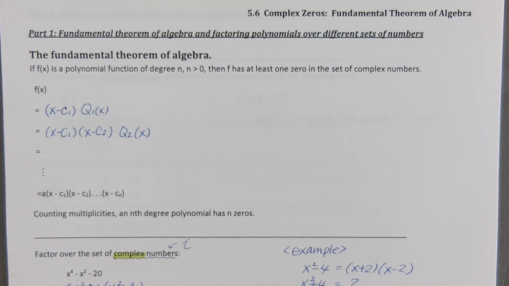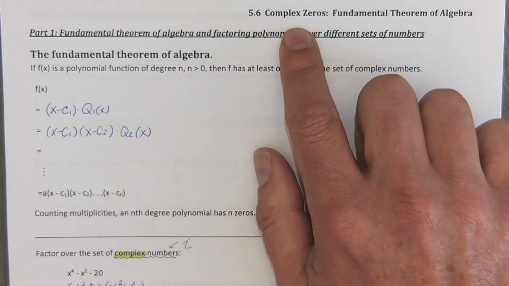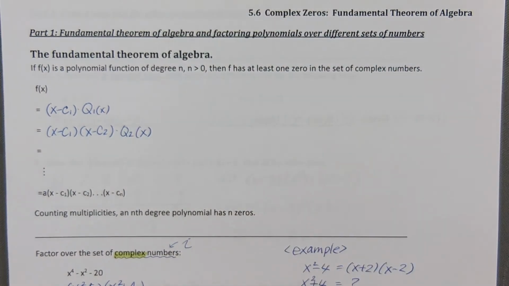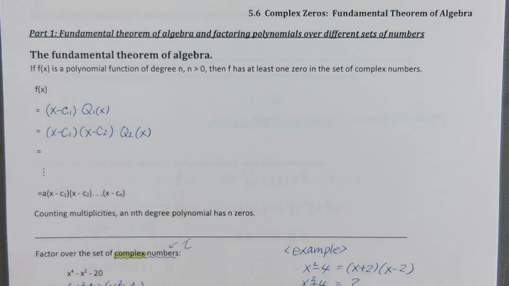Okay, we're going to go ahead and finish up chapter 5 here with our complex zeros. If you remember, complex numbers are the numbers that have the i involved. Some people call it the imaginary part. It's not imaginary, of course. These complex numbers are used all over the place in physics and engineering.